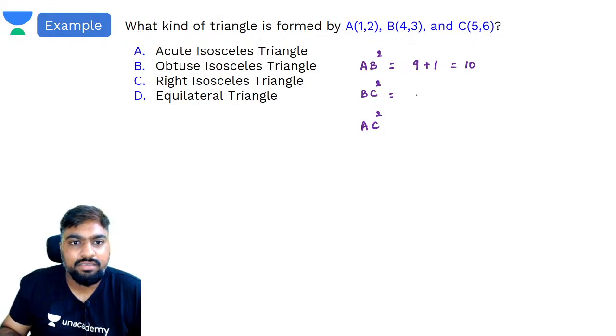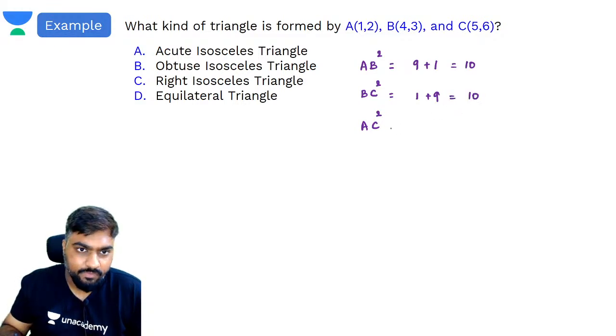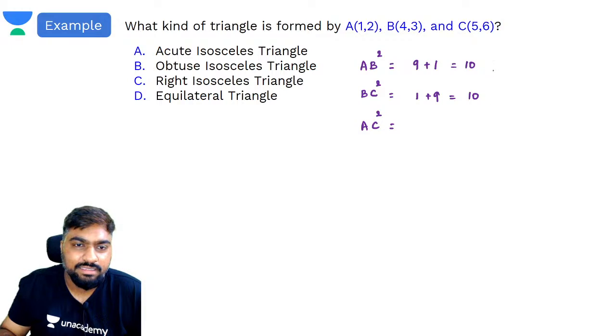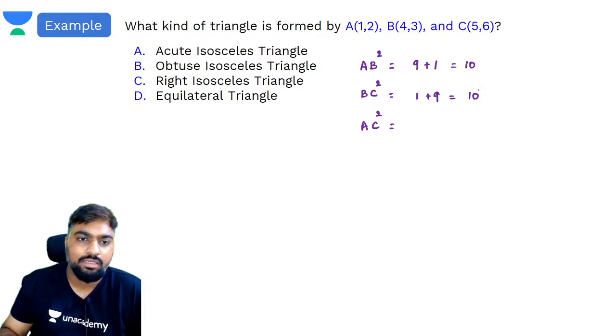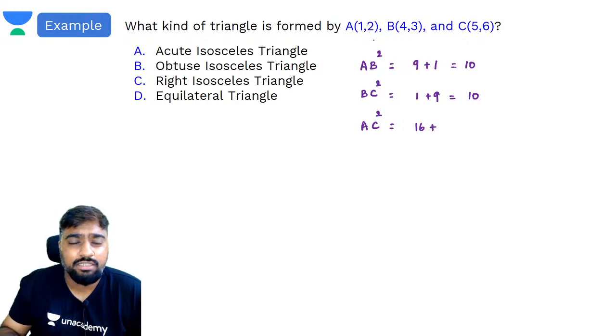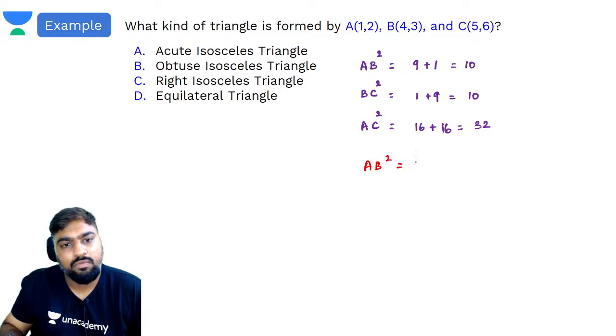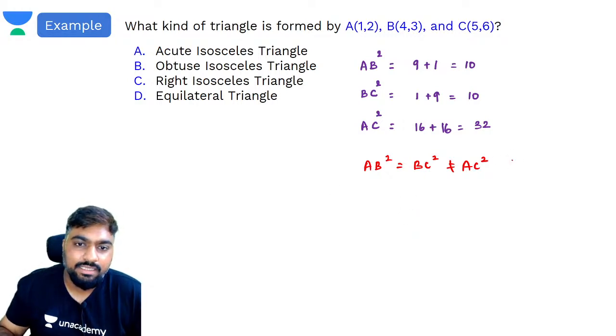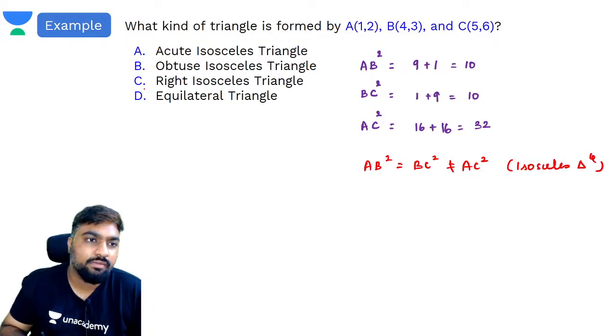How much would be BC square? B and C. 5 minus 4 is 1, 1 square is 1, 6 minus 3 is 3, 3 square is 9, so this is 10 again. So far it's an isosceles triangle because two sides are equal. Now for the third side, A and C, 5 minus 1, 4 square, which is 16, plus 6 minus 2, 4 square, which is 16. This is 32. So you get that AB square is equal to BC square, which is not equal to AC square. That basically means it is an isosceles triangle. Correct? So equilateral to nahi hai.